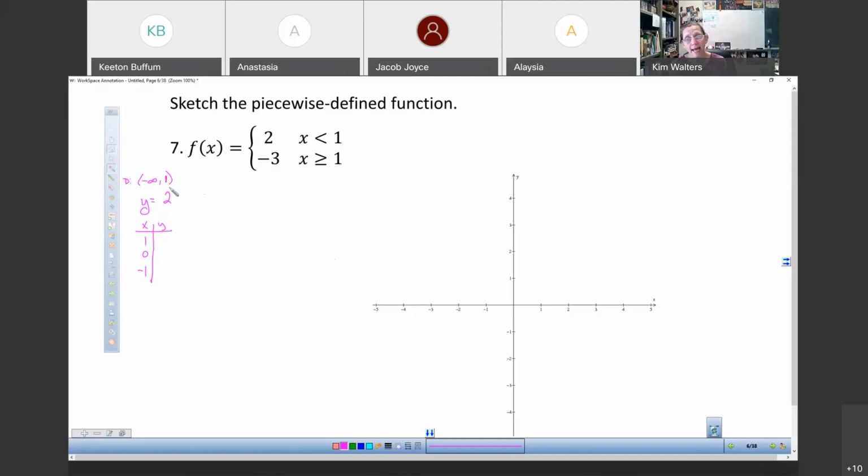So when x is 1, I'm going to put 2. When x is 0, I'm going to still have 2. And when x is -1, I'm still going to have 2, because it's just 2 for everything, except one of these has to be an open circle. Which one has to be an open circle? And why does one of these have to be an open circle?